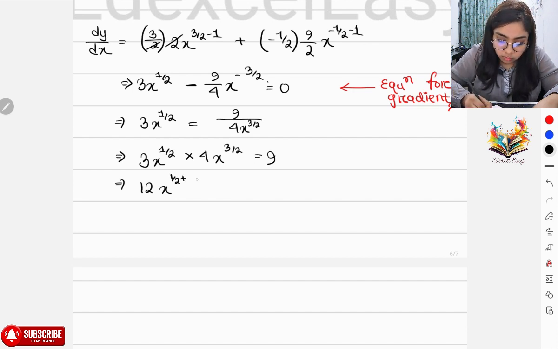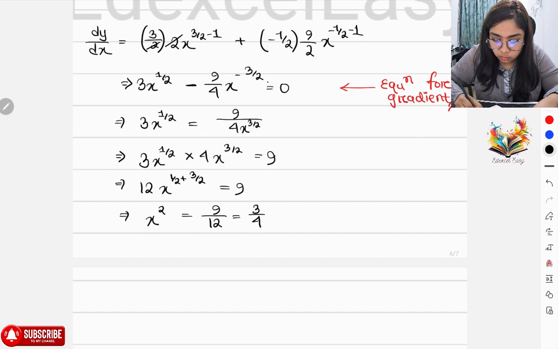I'll just write half plus 1, not half plus 3 over 2, is equal to 9. So you get x to the power of 2. If you take that 12 to the right hand side, it will be 9 over 12, which is basically 3 over 4. After this, I'll have to calculate the value for x. So I'll take that square to the right hand side. So now it will be 3 over 4, everything inside a root.